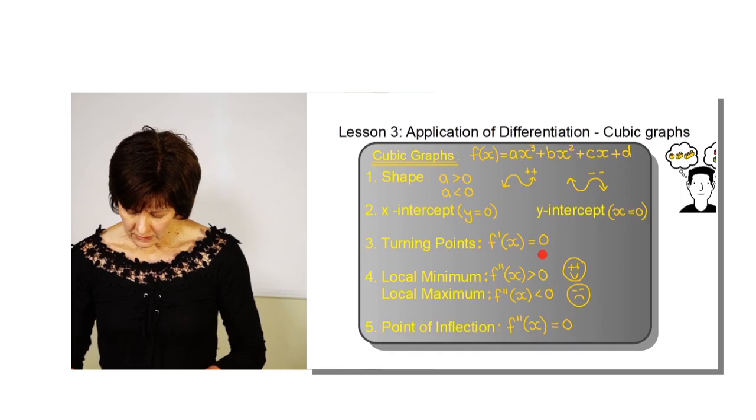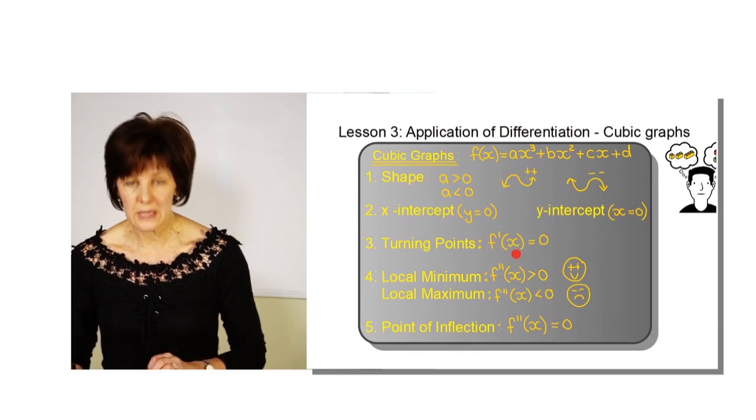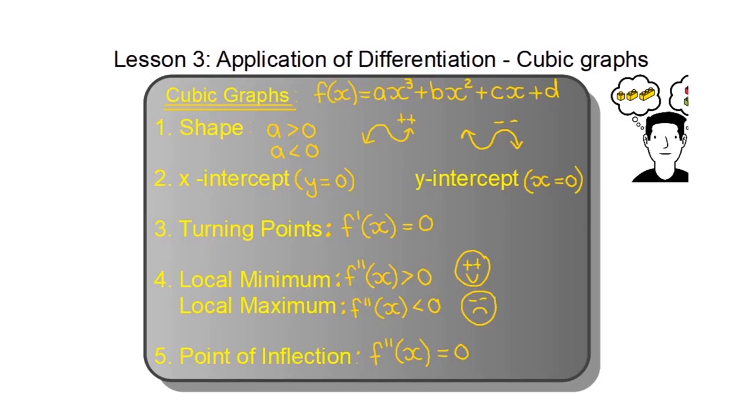If I want to decide which one of these turning points is a local max and which one is a local minimum, I can use second derivatives. If the second derivative for a specific x value comes out greater than 0, positive, then it's a local minimum. If the second derivative comes out negative, then it's a local max. Then the point of inflection will be when the second derivative is equal to 0. So that's the theory, things you should actually know and learn.